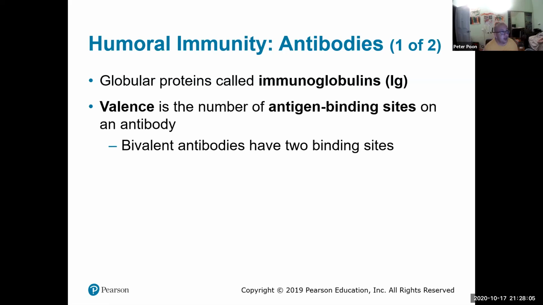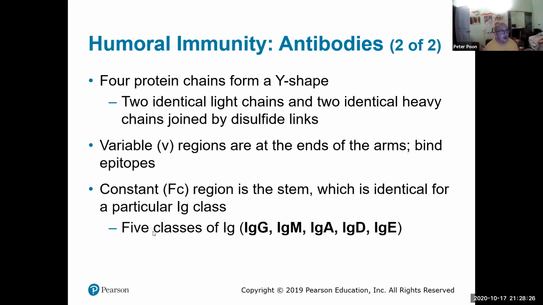Valence is the number of antibody antigen binding sites. Most antibodies, the ones that you probably picture in your head, are the bivalent antibodies with 2 binding sites. There are some with more.